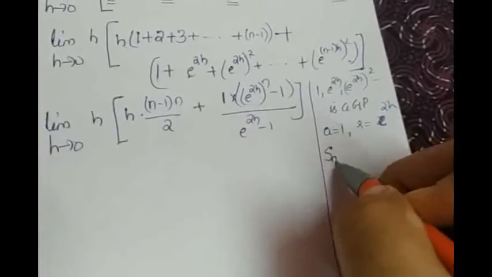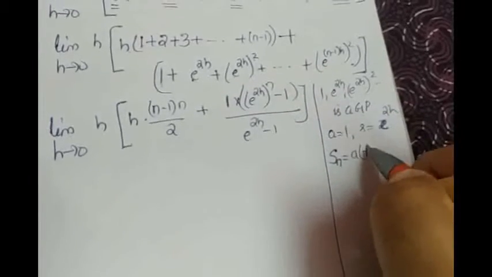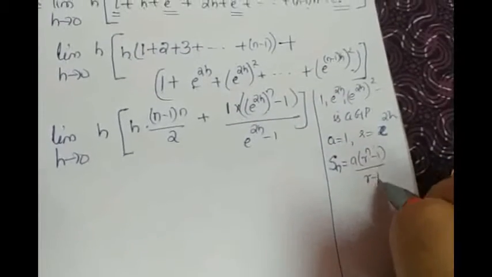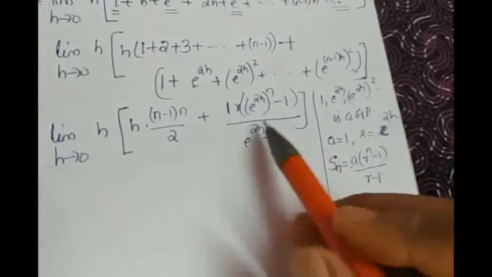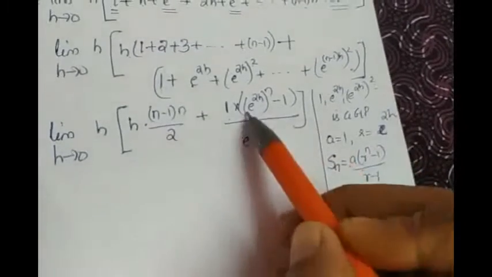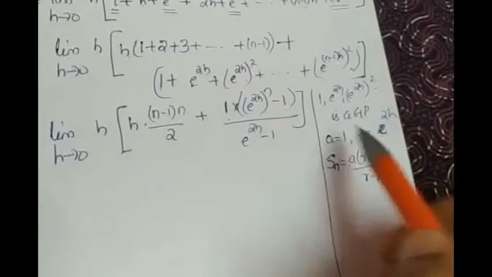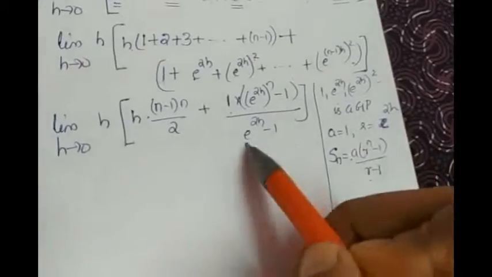And the bracket will be to find Sn. The formula is a into r raised to n minus 1 by r minus 1. So when we apply the value of a and r in this formula, we are getting 1 into r is e raised to 2h, so e raised to 2h raised to n minus 1 by r minus 1. That is e raised to 2h minus 1.